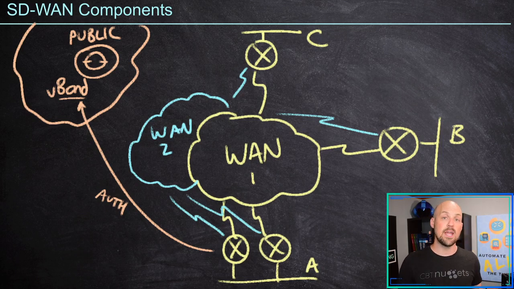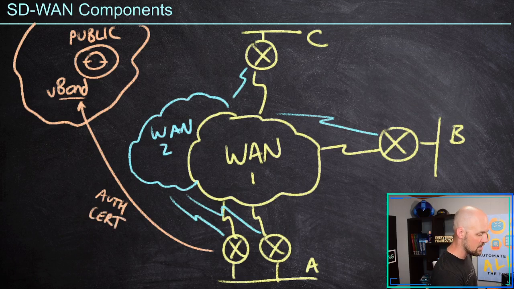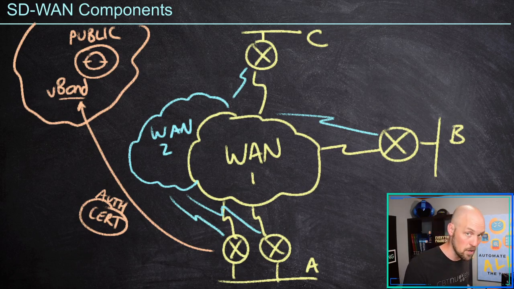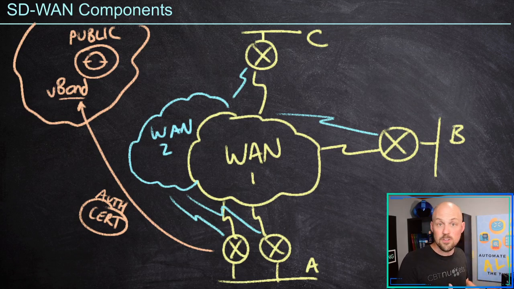In fact, if you spin up an SD-WAN lab yourself, you're going to spend a lot of time generating certificates and making sure that all these devices can actually communicate with one another. Very annoying in a lab environment, but very, very secure. Again, security is a big part of SD-WAN. It's an extraordinarily secure solution to make sure that we don't have rogue devices joining my SD-WAN space.